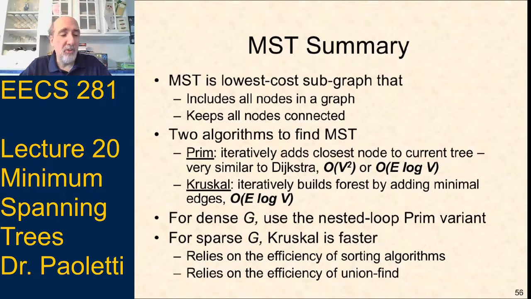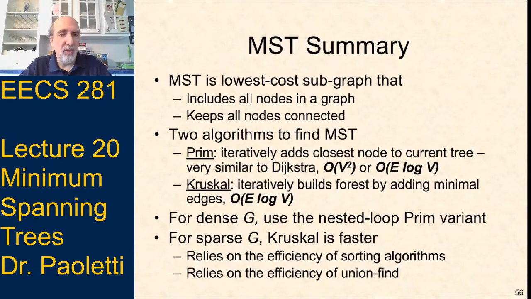It's going to be similar to Dijkstra's algorithm, which we haven't looked at yet. But when we look at Dijkstra's algorithm for shortest paths, we'll find that it really reminds us a lot of Prim, and there's only one minor difference. But when we get there, we'll see that. And so Prim is O of V squared or O of E log V.